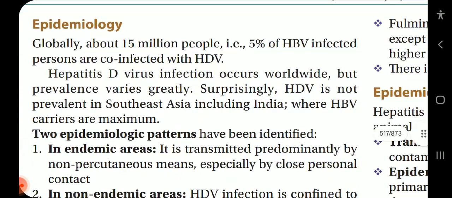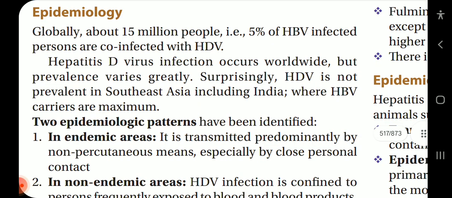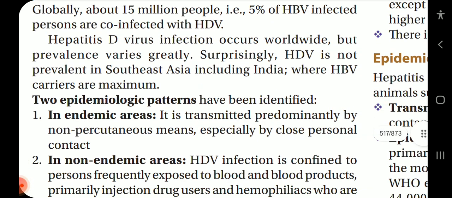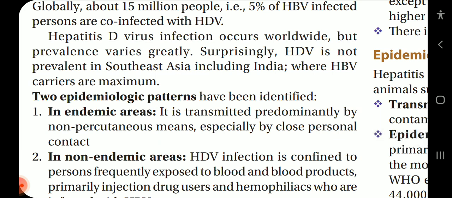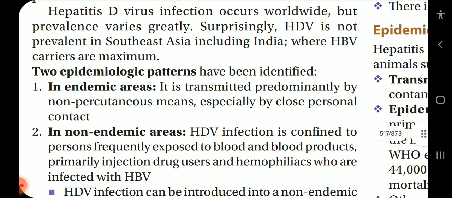Now coming to epidemiology, about 15 million people globally, that is 5% of HBV infected persons, are infected with HDV. Hepatitis D virus infection occurs worldwide, but prevalence varies greatly. Surprisingly, HDV is not prevalent in Southeast Asia, including India, where HBV carriers are maximum.